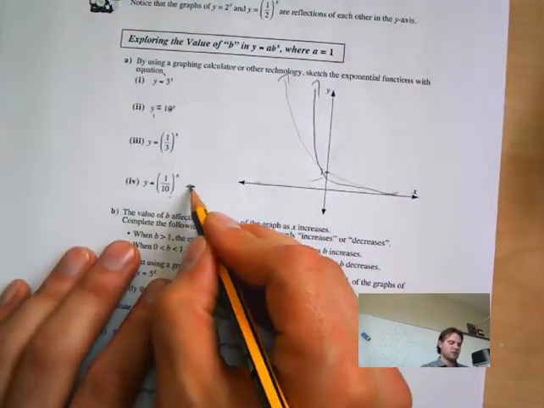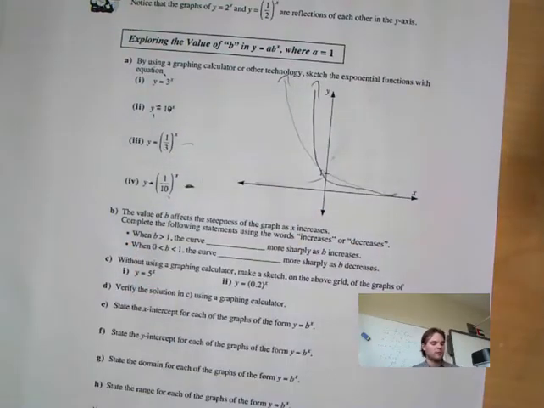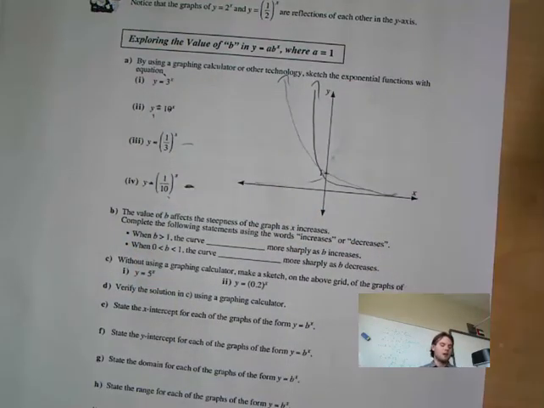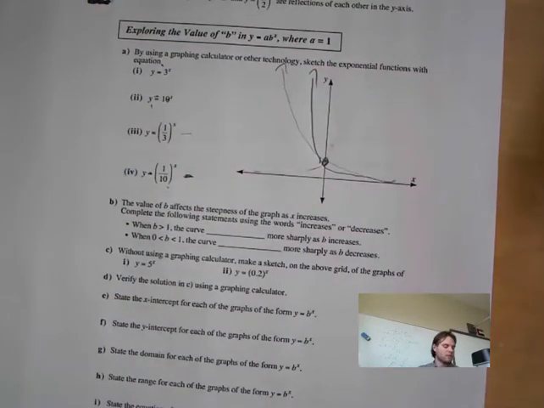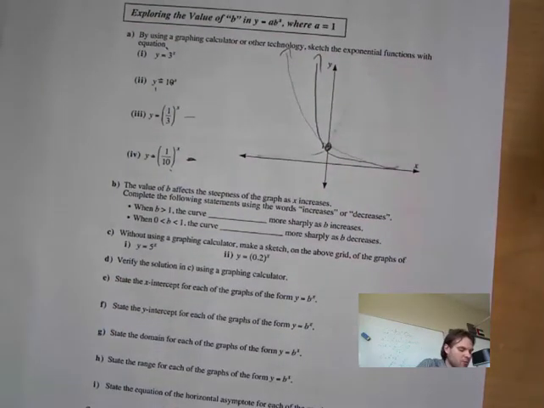So this is going to be my solid, and this is my light one. All right? And that's what those would look like there. And notice how they all have the same intercept. So let's continue this. It says, the value of b affects the steepness as it increases or decreases.